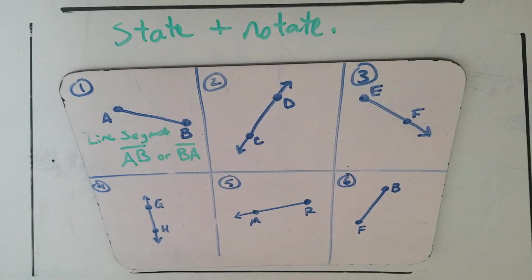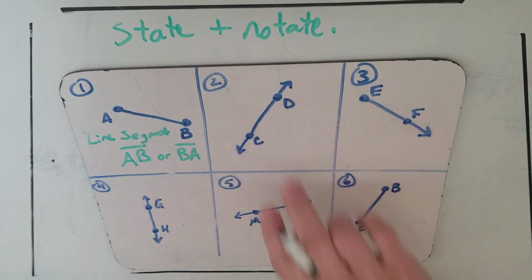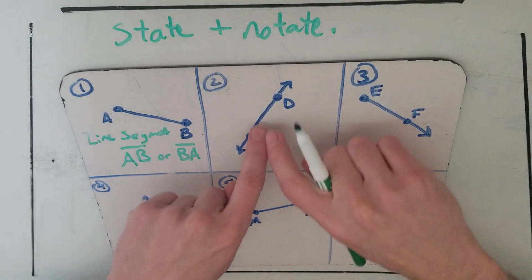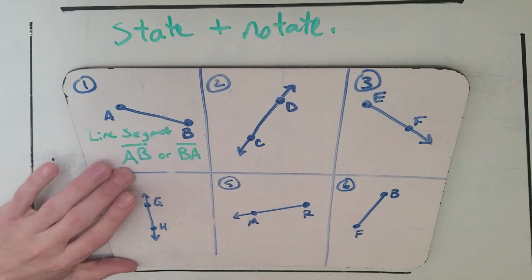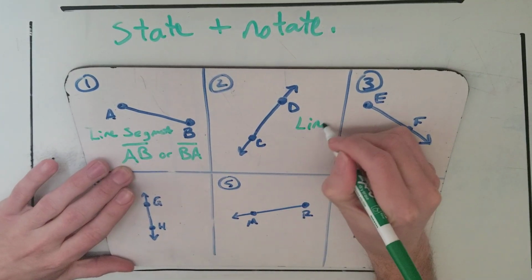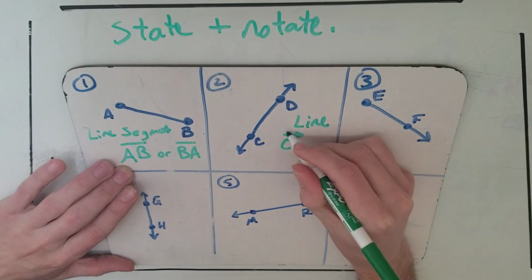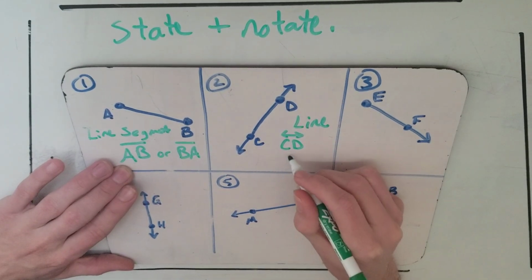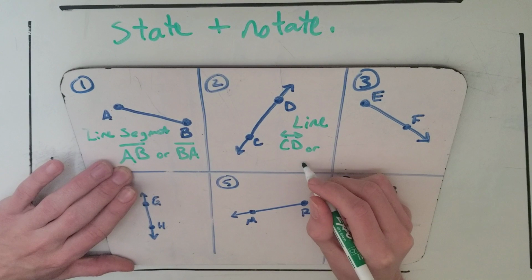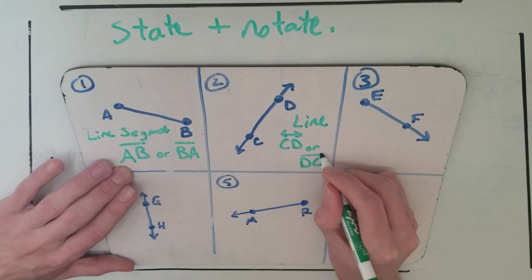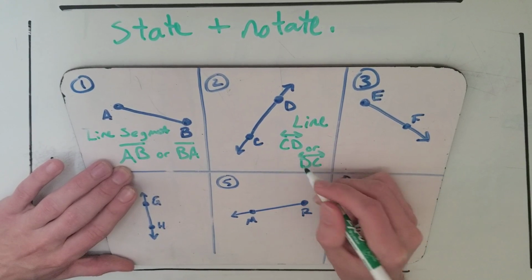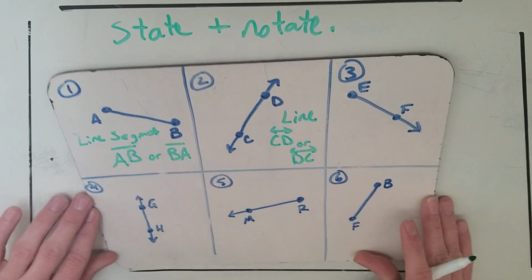Number 2 here, we're given 2 points, and notice we go on infinitely in both directions. So this is just a line. It goes on infinitely, and we can call this line CD, or we can call it line DC. That would be okay as well, because you're going on infinitely in both directions.